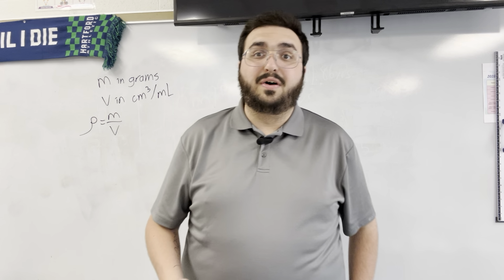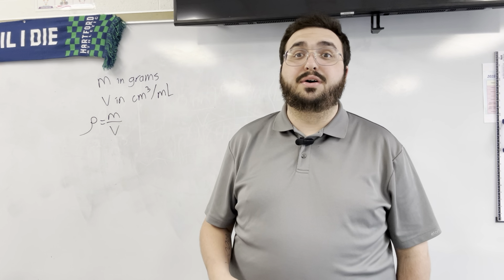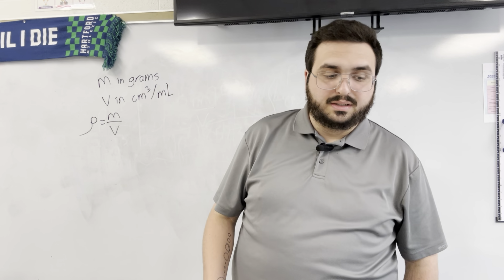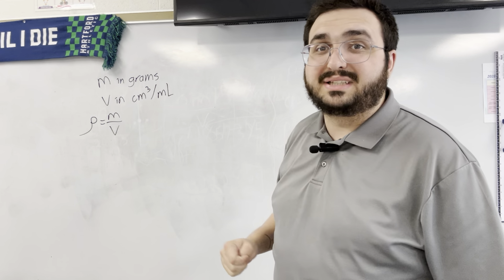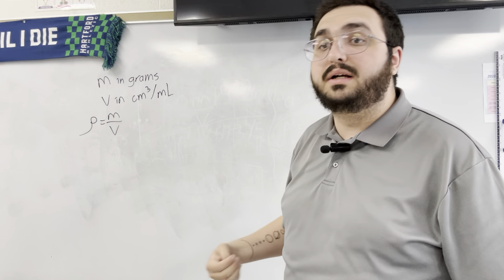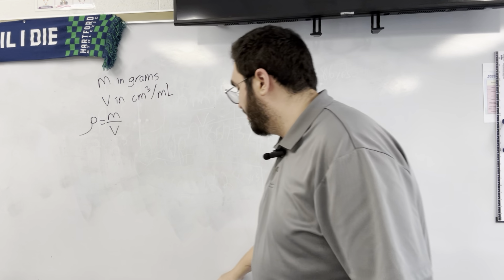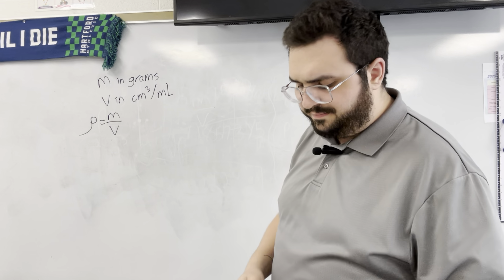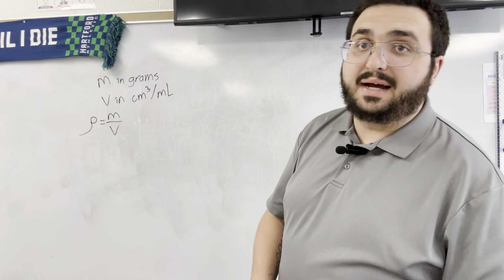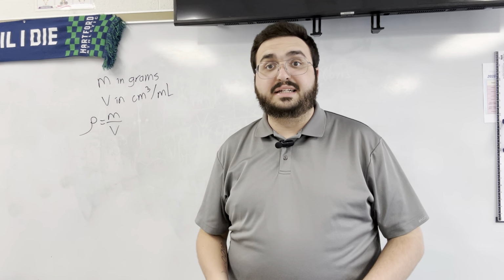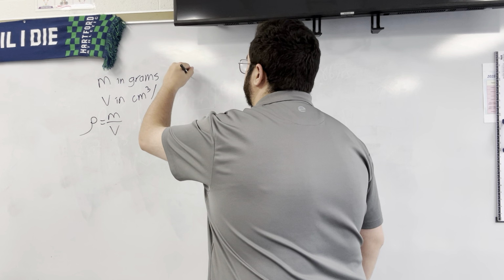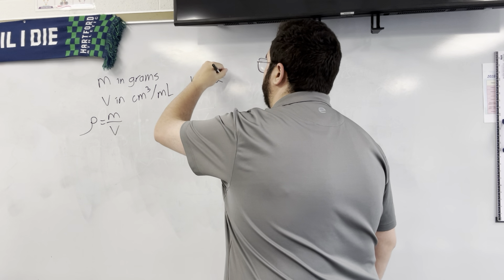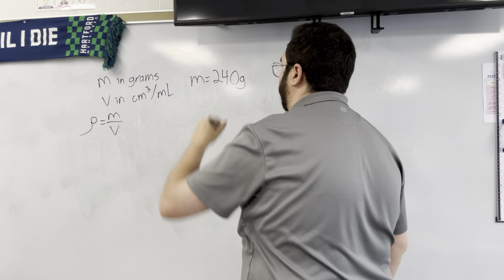So, for our purposes in this class, we need to be able to know how to do calculations with density. So, we're going to use our formula here, and we're going to use a real world example to calculate the density of an unknown metal cube of something. So, suppose I have a cube that has a known mass of 240 grams. So, my mass would be 240 grams.